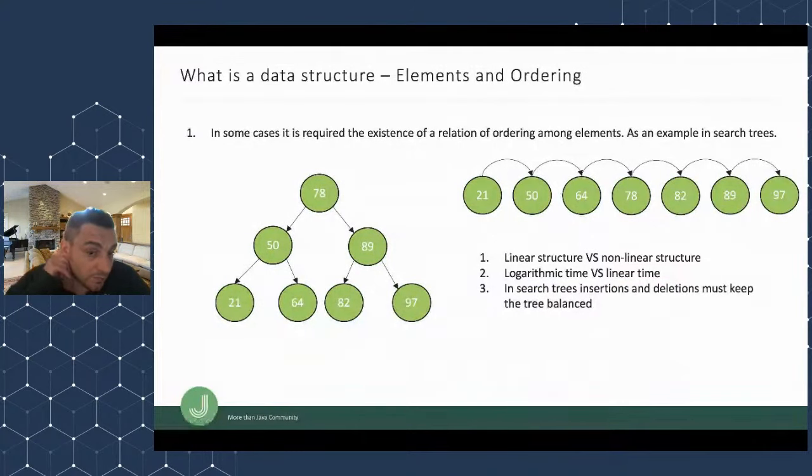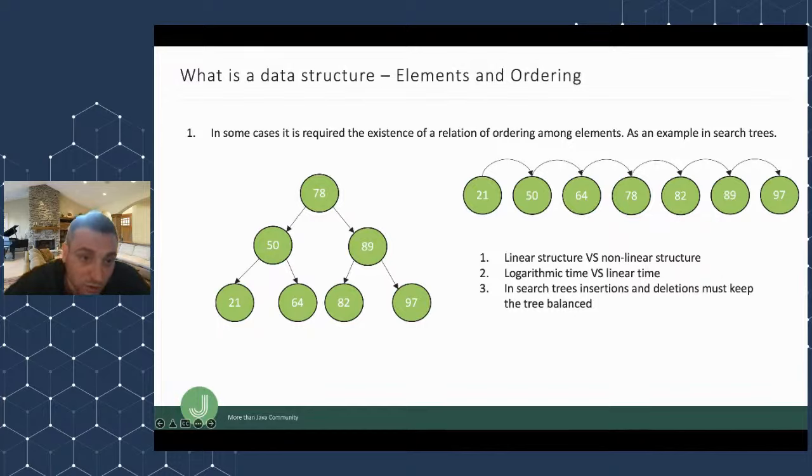Okay, let's go back to this point here. In some cases, the existence of a relation of ordering among elements is required. As an example, in search trees. Search trees are non-linear data structures. We can actually divide data structures in terms of how they are structured. So if there is a hierarchy, as in the tree case, we talk about a non-linear data structure. Otherwise, if the structure is linear, so you can just move from one element to the other linearly, we talk about a linear data structure. So the list, the one on the right, is a linear data structure. The tree, the one on the left, is a non-linear data structure.